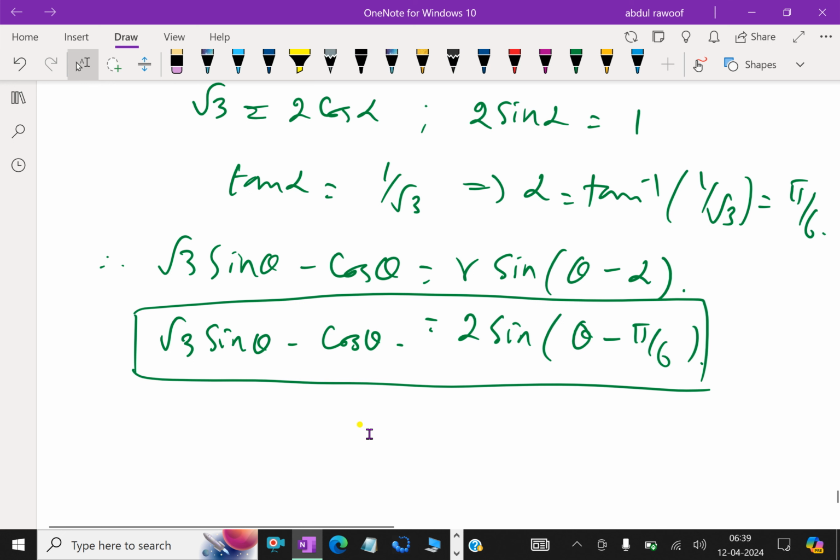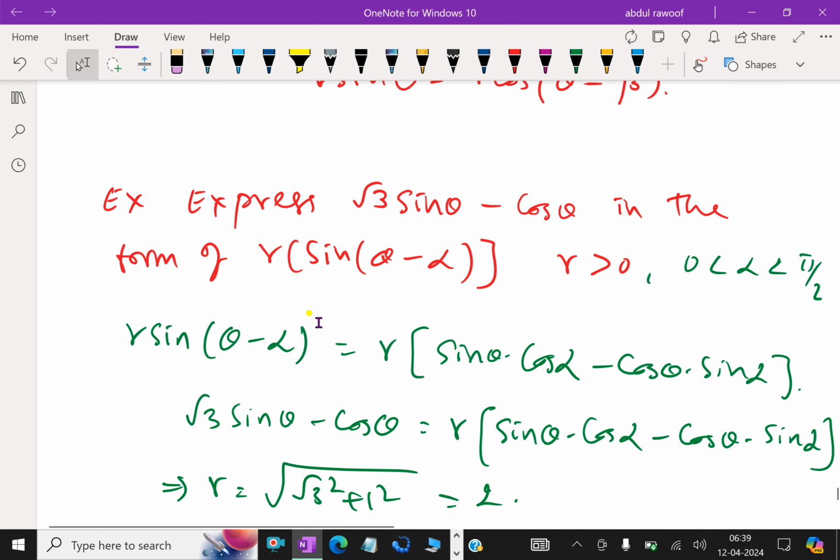So far we discussed this combined form of the multiple angles, meaning the addition formula. We have done.